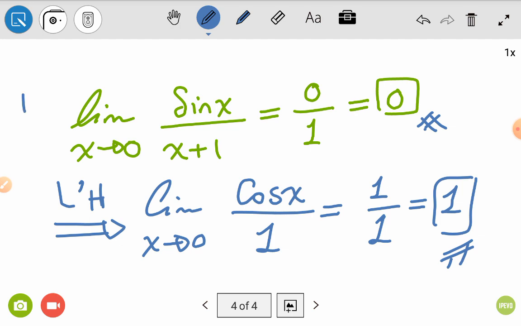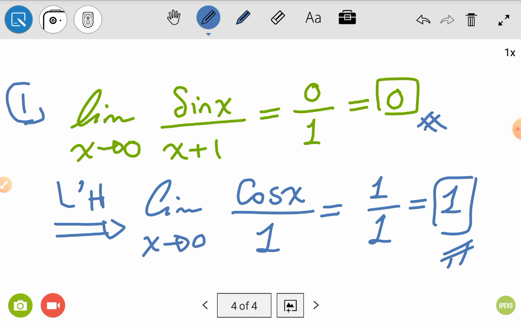So the first common mistake: don't use L'Hopital's rule when your answer from the beginning is not indeterminate form, like 0 over 0 or positive infinity over positive infinity. This is the first common mistake.